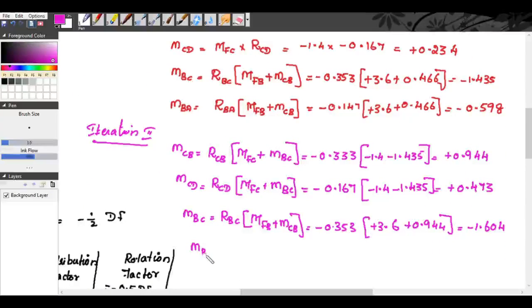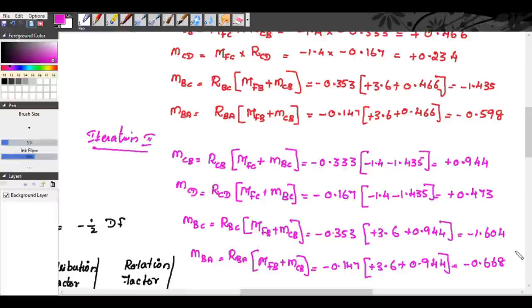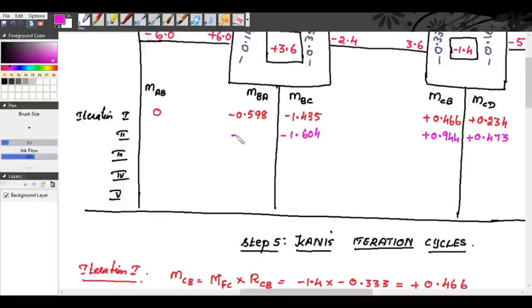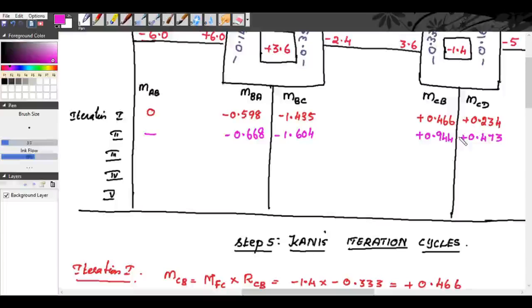Similarly, MBA will be equal to RBA multiplied by MFB plus MCB. So it is minus 0.147 multiplied by plus 3.6 plus 0.944. We get minus 0.668. So it is minus 0.668. Here we don't have any values, right? The extreme supports are fixed supports, so we don't have any rotational contributions. Now we will move on to our third iteration.